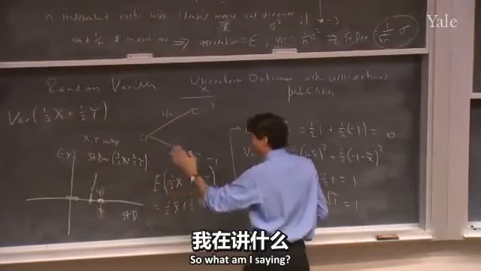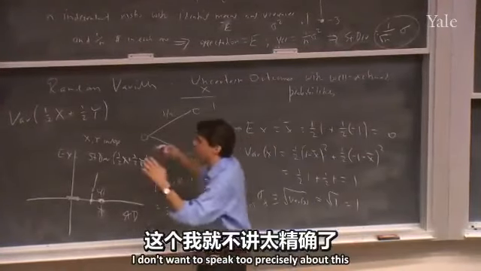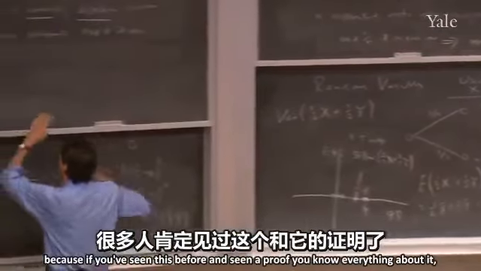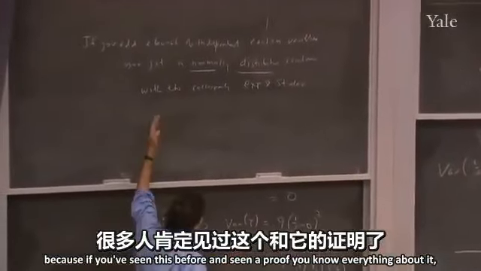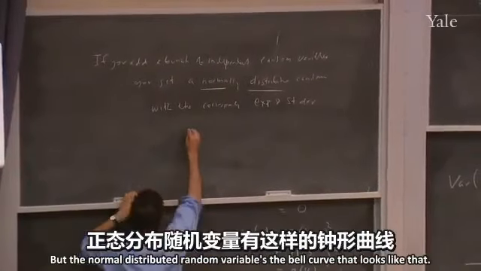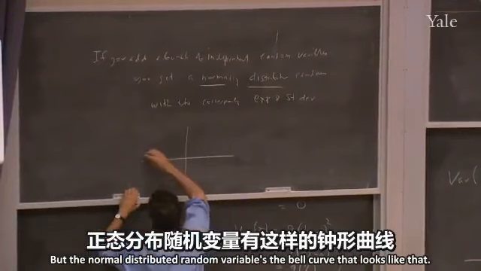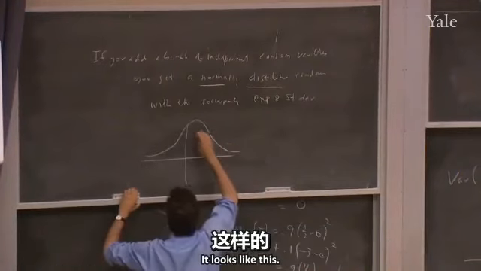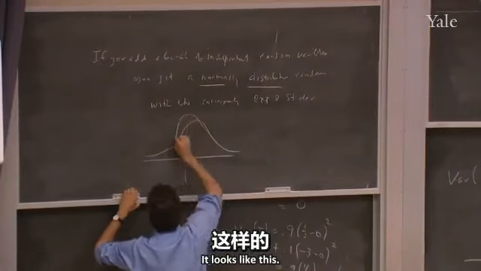So what am I saying? I don't want to speak too precisely about this because if you've seen this before and seen a proof, you know everything about it. If you haven't, it's just too many subtleties to absorb. But the normally distributed random variable is the bell curve that looks like this.